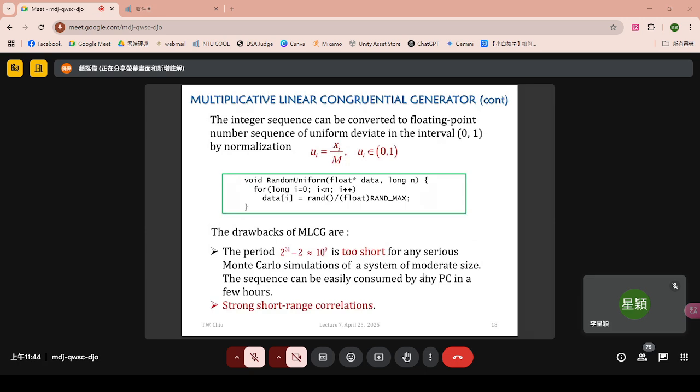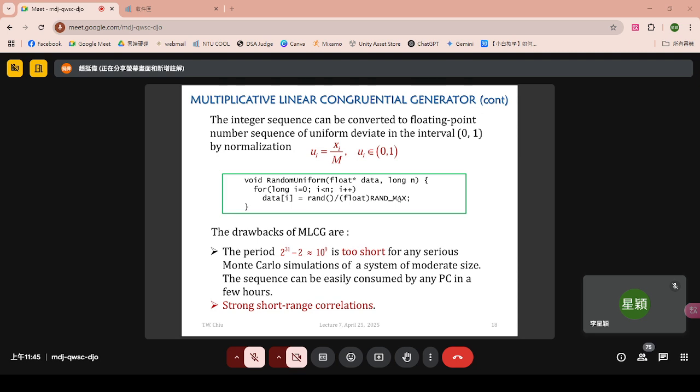Once you know how to generate the integer sequence, you can normalize it by this m. m is 2 to the power 31 minus 1. So this is the full RAND_MAX.